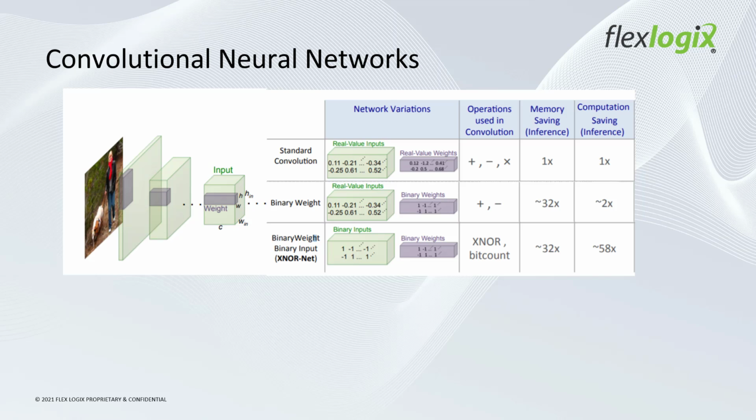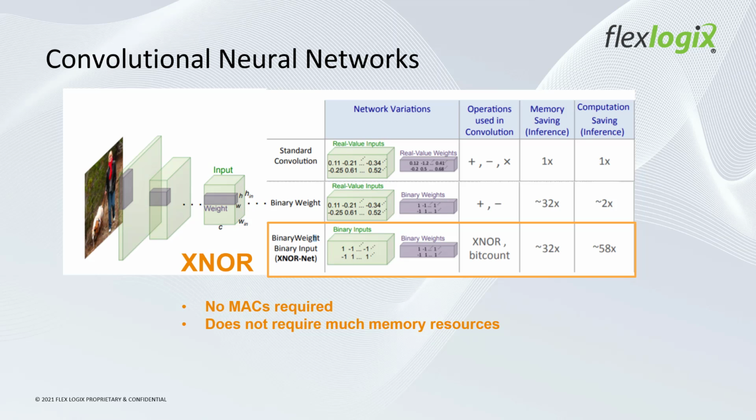Weights are also trained as binary values. This type of convolutional network uses XNORs and bit counters as operators and takes the least amount of memory and computational resources. We will be using the XNOR network. The XNOR network requires no multipliers, does not require much memory resource, and can fit into a small embedded FPGA. This type of network is good for small AI on the edge applications.